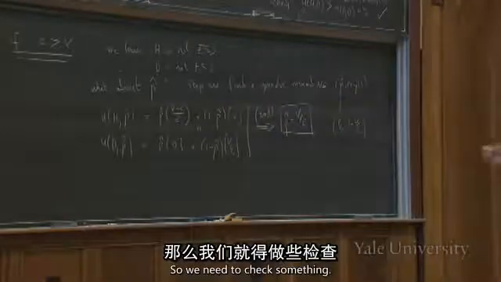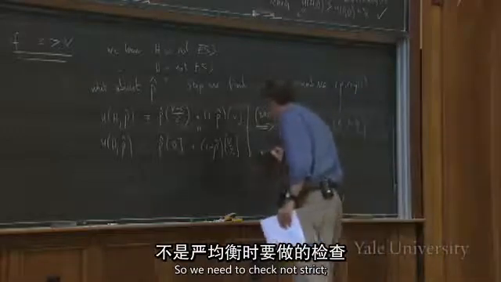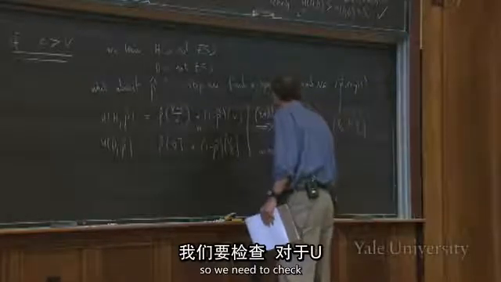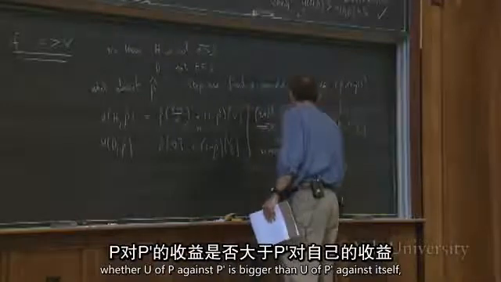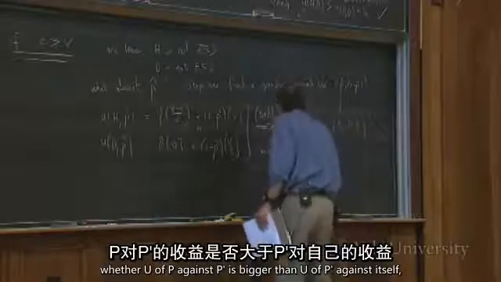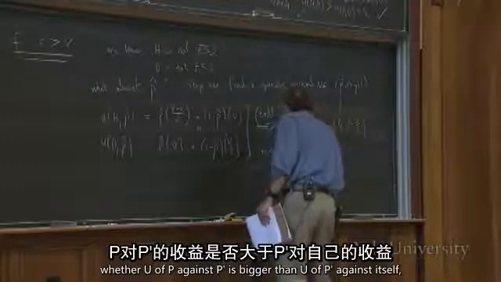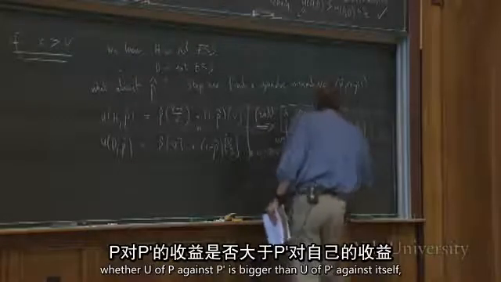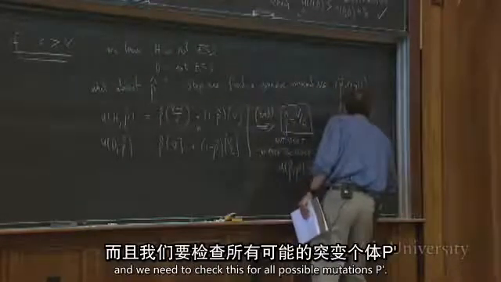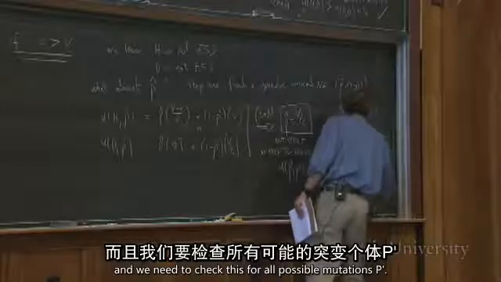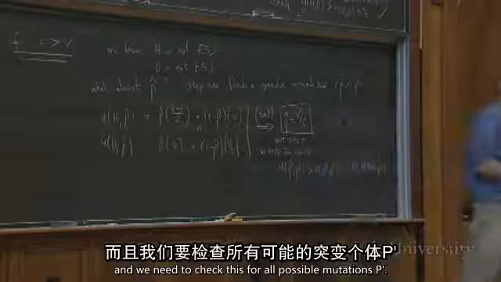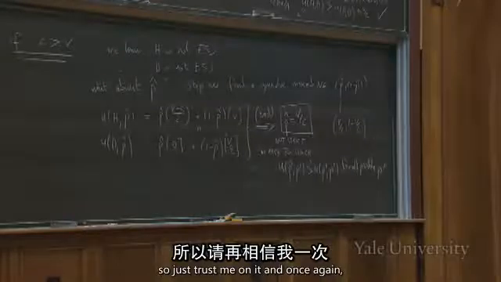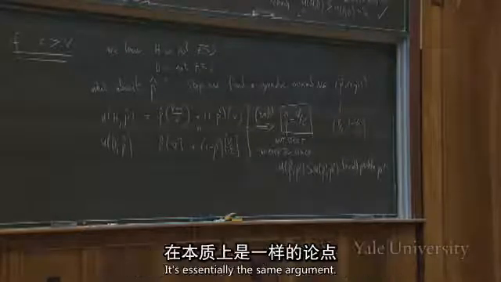So we need to check something. It's not strict. So we need to check whether u of p hat against p prime is bigger than u of p prime against itself. And we need to check this for all possible mutations p prime. And again, that would take a little bit of time to do in class, so just trust me on it. And once again, let me give you the heuristic argument I gave you before. It's essentially the same argument.